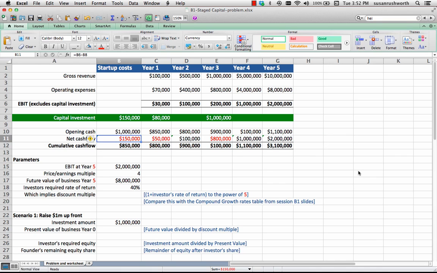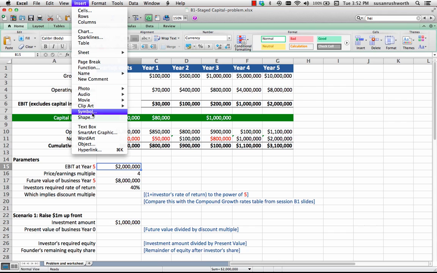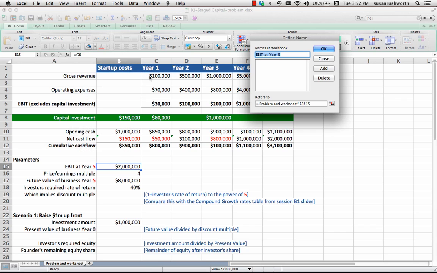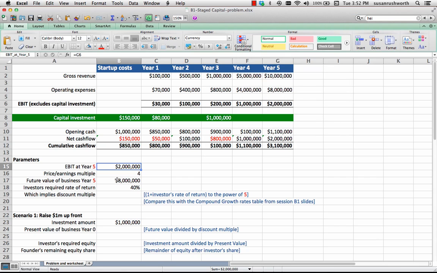First of all, we have to establish the value of the business. A simple way of doing this, which is actually used in reality, but it's a rough estimate of the value of the business, is to multiply its earnings before interest and tax at the end of 5 years by an industry standard price earnings multiple, which in this case we've taken to be 4. As you can see, in year 5, the earnings before interest and tax are $2 million. So I'm going to name that variable, just to keep things clear. EBIT at year 5, that name will do.